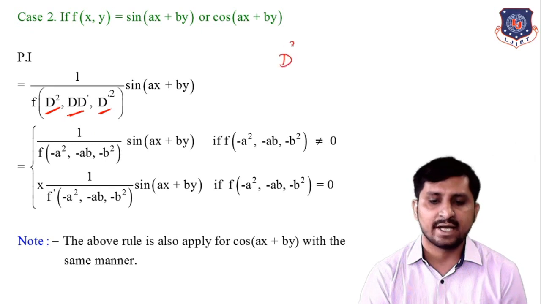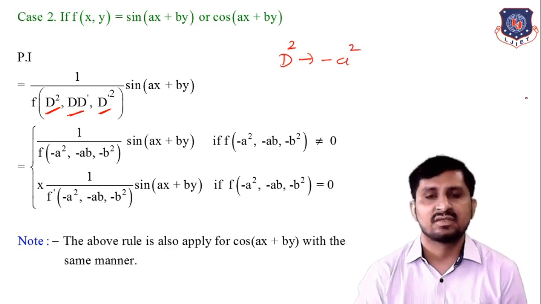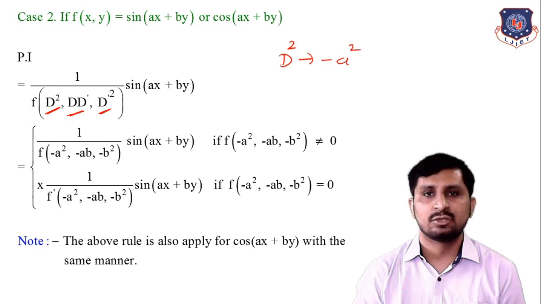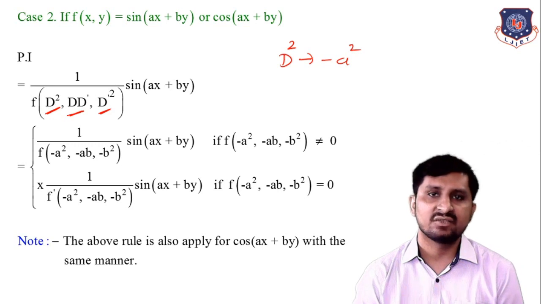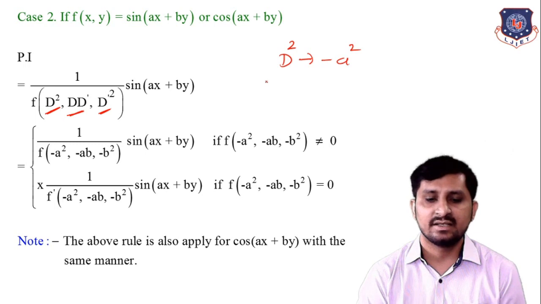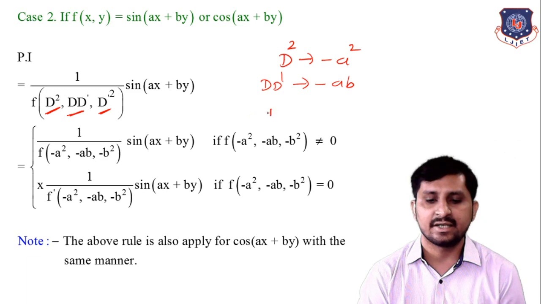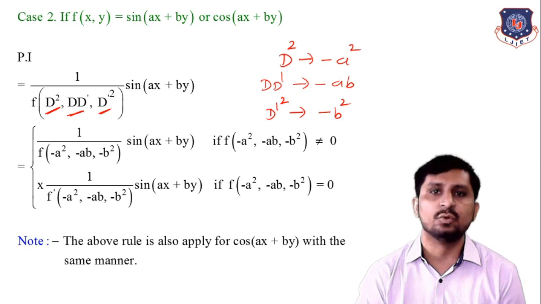Instead of d square, you have to take minus a square. So suppose a is equal to 2, so 2 square is 4, and take the minus sign. So instead of d square, you have to take minus 4. Similarly, instead of d into d dash, you have to take minus ab, and instead of d dash square, you have to take minus b square. So this is the rule.